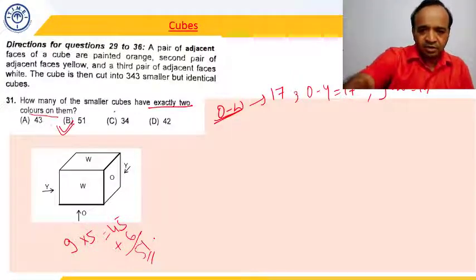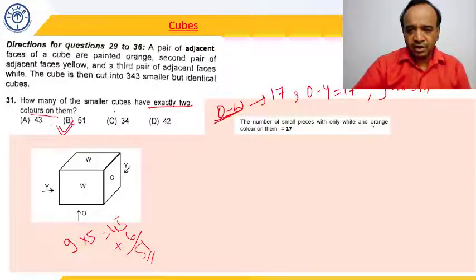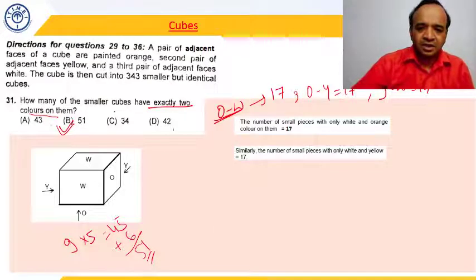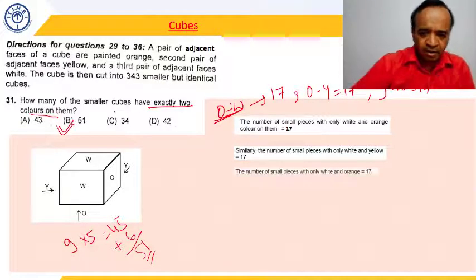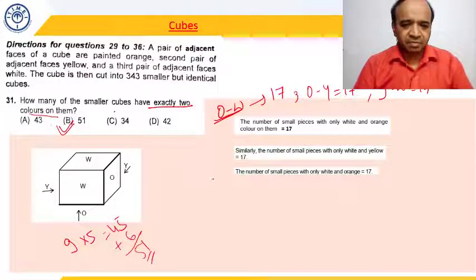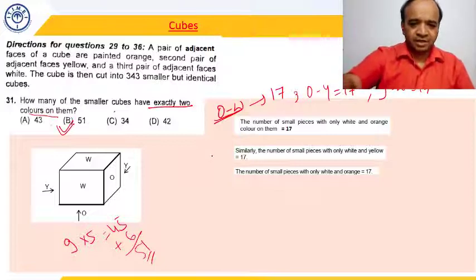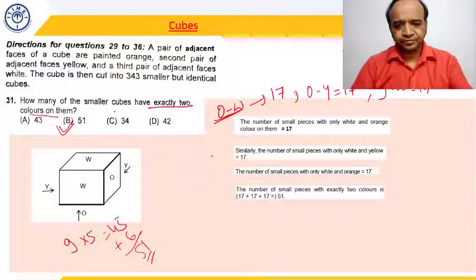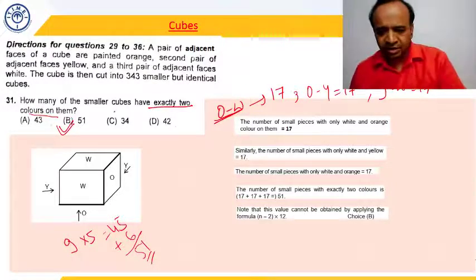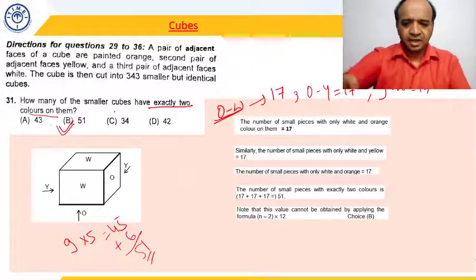Now I repeat here, I go with the solution. So the number of small pieces with only white and orange color on them we already have seen in the previous question, that was 17. In a similar way, can I say the number of small pieces with only white and yellow is here 17. I hope this is clear. And similarly, only yellow and orange is also having 17. So 17 plus 17 plus 17, that is equal to 51, the answer choice for this question. So you can also write n minus 2 into 12 and plus 6. In that case, it would give you 51.